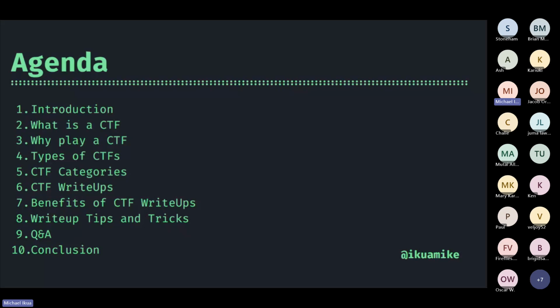The next one is it presents an opportunity for networking with other professionals and enthusiasts, because when someone says you have to network a lot to bring up your career and so on, these are some of those avenues that you can take when, let's say, you don't have the opportunity to attend events. You can play a CTF.